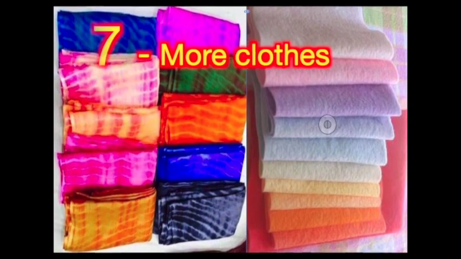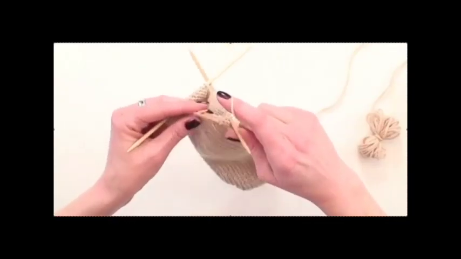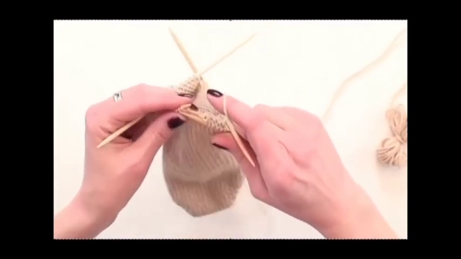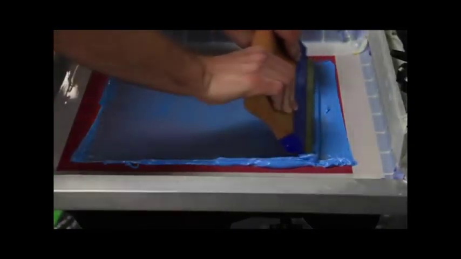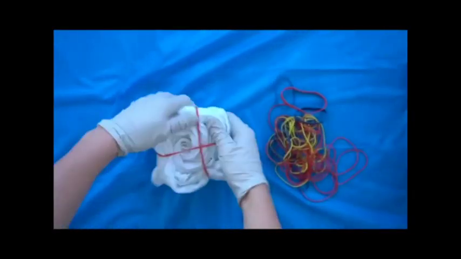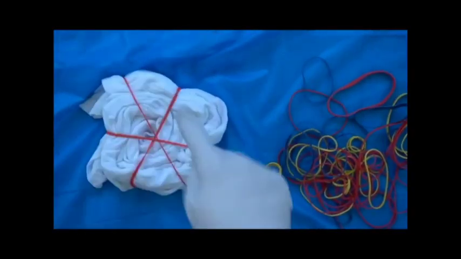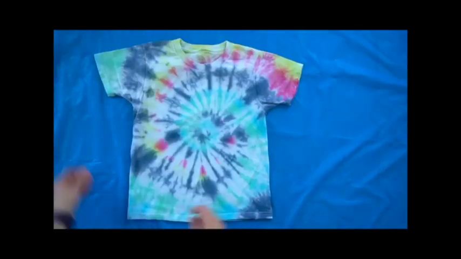7. More kinds and colors of clothes. Socks are made by loops of threads. Felt is made by smashing and gluing fibers together. Colors are screen printed onto shirts. T-shirts can also be tied and dyed into tie-dye patterns.